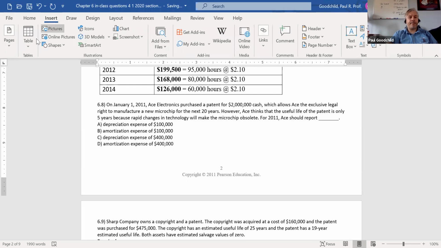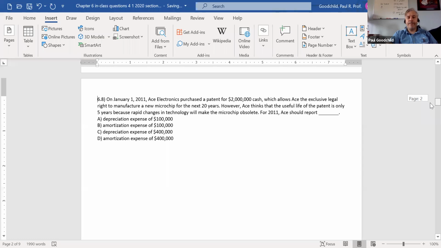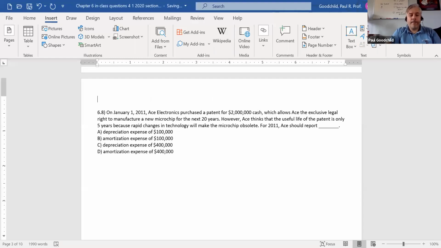All right. I'll move on to the next question. Okay. So some background. We use depreciation for tangible assets, which are like property, plant, and equipment, excluding land.